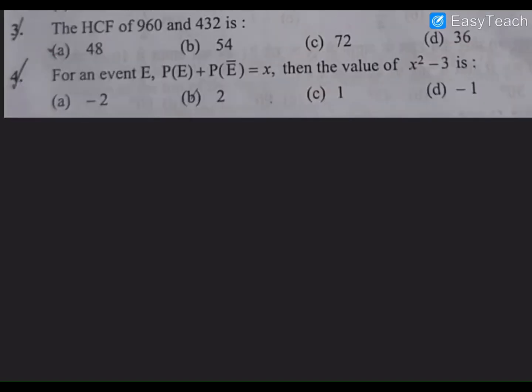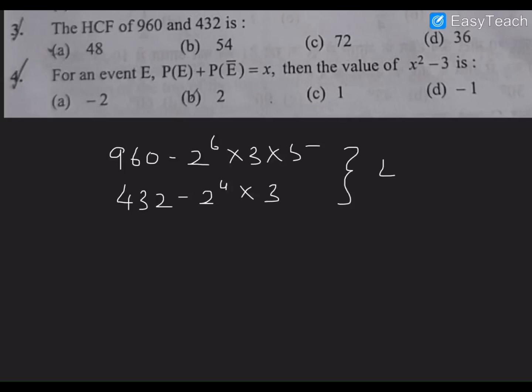Next, the HCF of 960 and 432. So 960 comes out to be 2 to the power 6 into 3 into 5, and 432 comes out to be 2 to the power 4 into 3, which gives you HCF as 48. So third, option A is your correct choice.